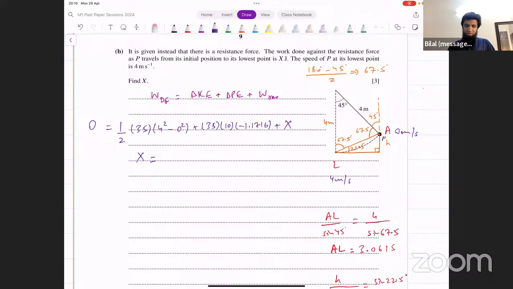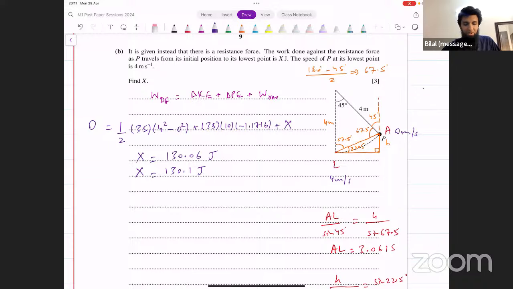35 over 2 multiplied by 16 minus 35 into 10 into 1.1716. And that goes to the other side, becomes plus, so that's 130.06 joules. Or you can say it's 130.1 joules. Or just leave it like that as well. That's fine. That's the value of X that we get.